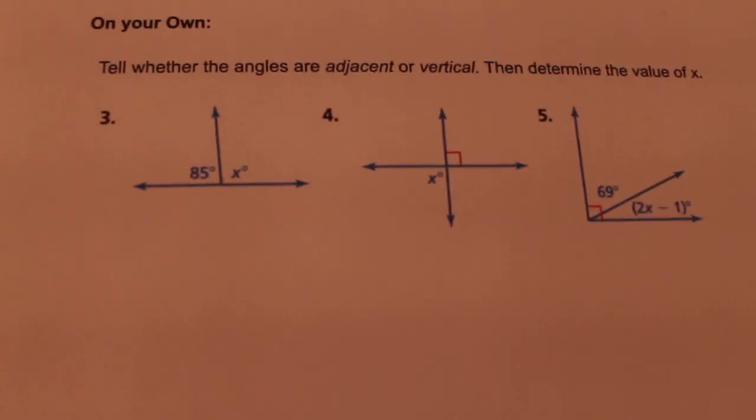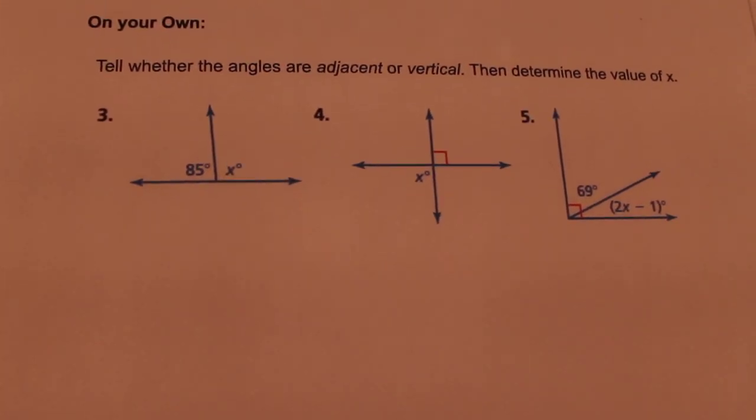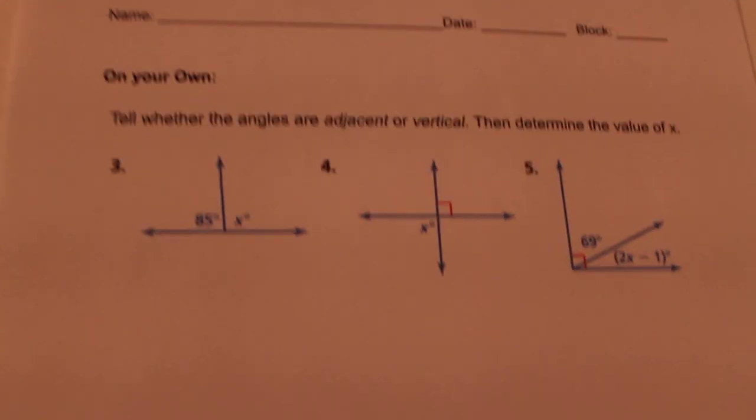I would like you to now try the on your own section: tell whether the angles are adjacent or vertical, then determine the value of x. Do this for 3, 4, and 5, and then do number 6 as well, please. Draw a pair of vertical angles with the measure of 75 degrees.